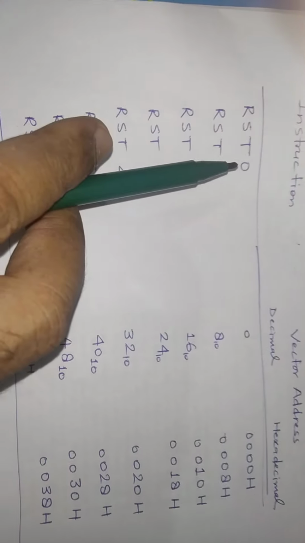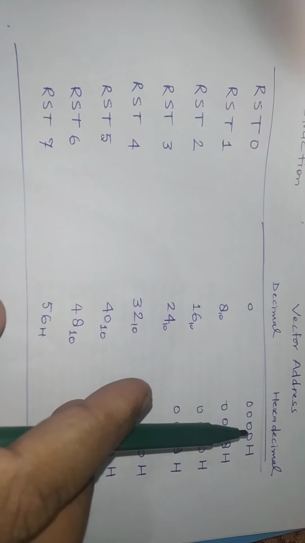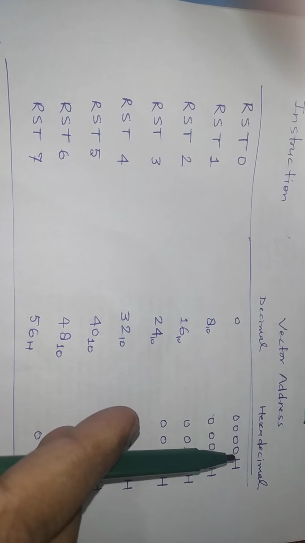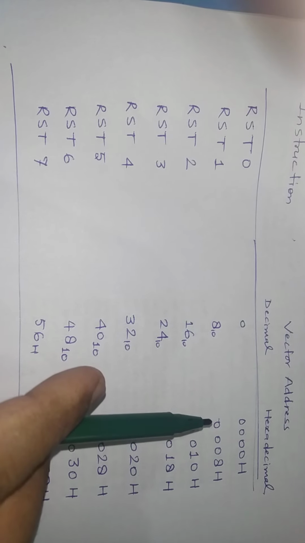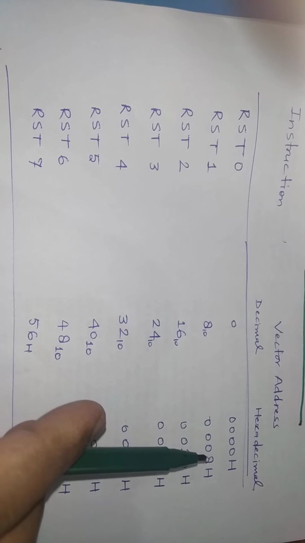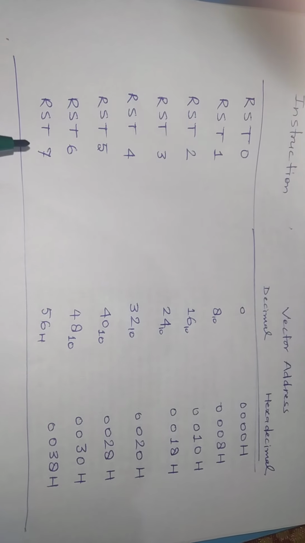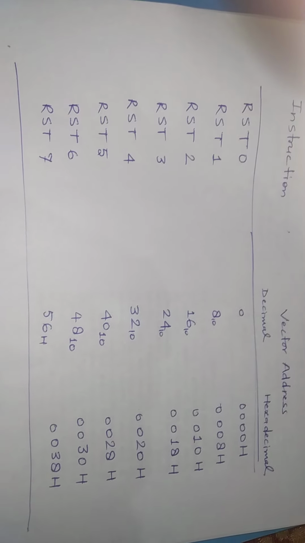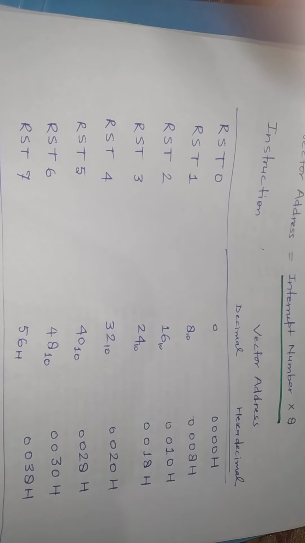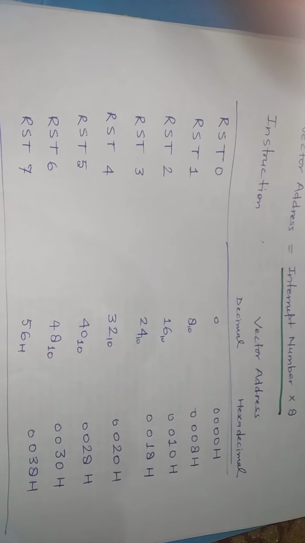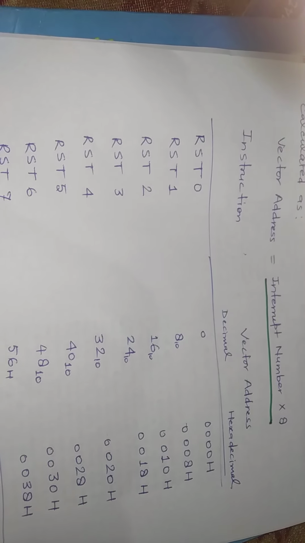RST0, so this interrupt number is 0, and in decimal form this vector address is 0, and in hexadecimal, generally address is shown, it is 0000H. For RST1 the address in decimal is 8 and in hexadecimal is 0008H. In case of RST2 it is 16, that is 0010H. In the same way all the RST interrupts have their hexadecimal addresses, which can be obtained by multiplying the interrupt number by 8. So these are the details of software interrupts.